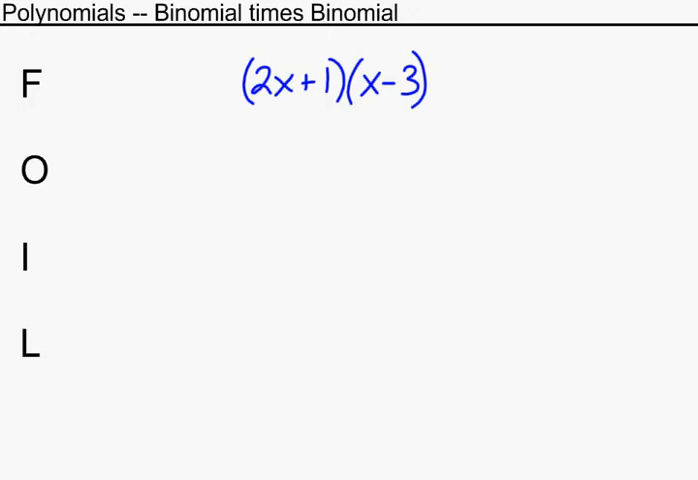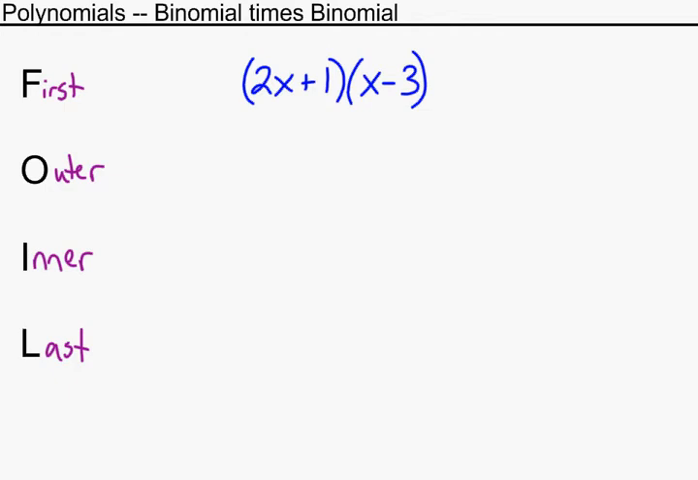The most common way to teach how to multiply a binomial times a binomial is to use the acronym FOIL, F-O-I-L, to help people remember what order to multiply in. F stands for first times first, O is outer times outer, I is inner times inner, L is last times last.